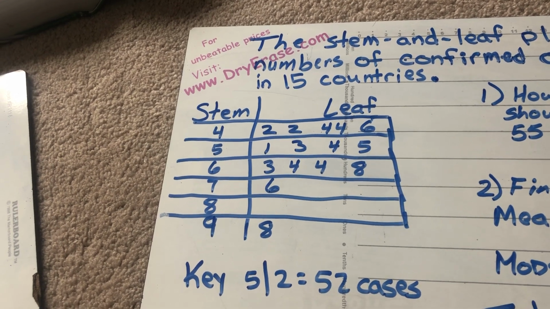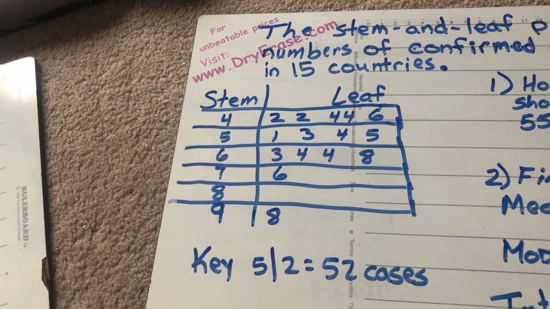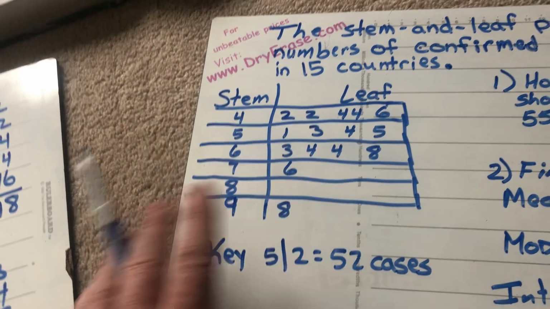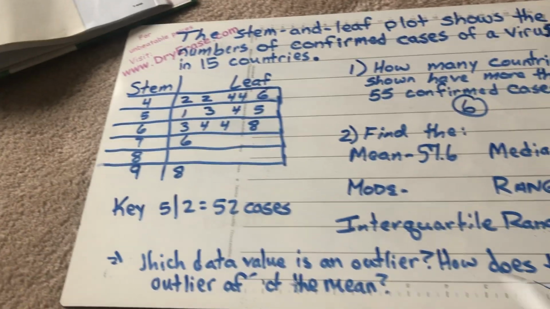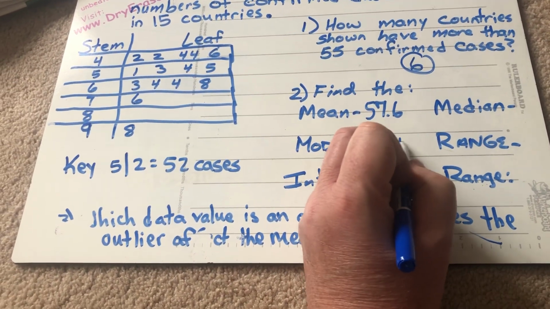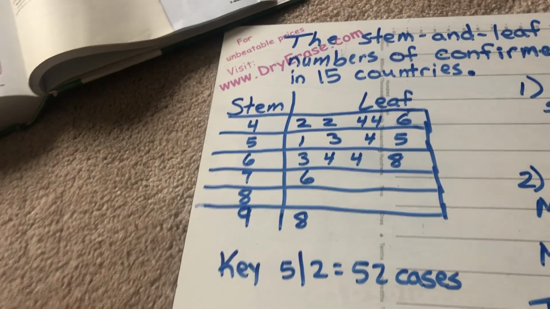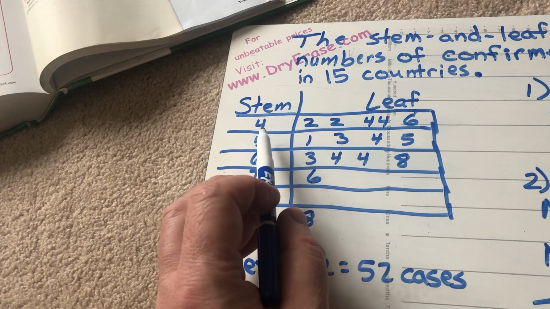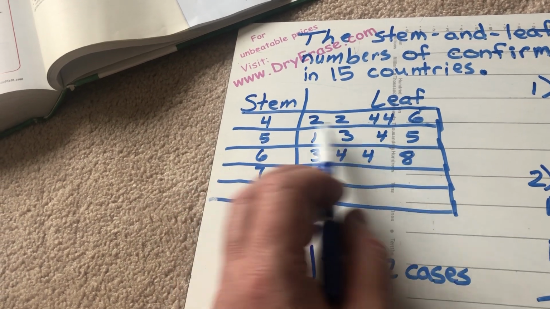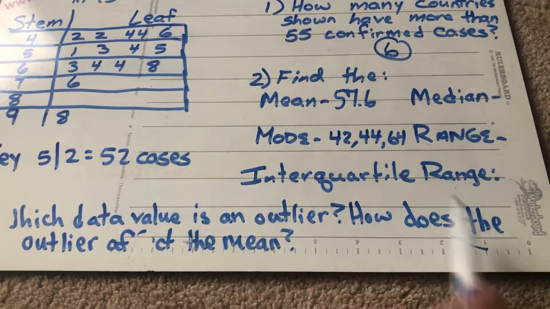No other number repeats itself. No other number shows up more than once, and no number appears 3 times. So it looks like I have 3 modes. That would be 42, 44, and 64, based on my table there. 4 and 2 is 42, and there's 2 of them. 4 and 4, 44, there's 2 of those, and there's 2 64s. So 42, 44, and 64.